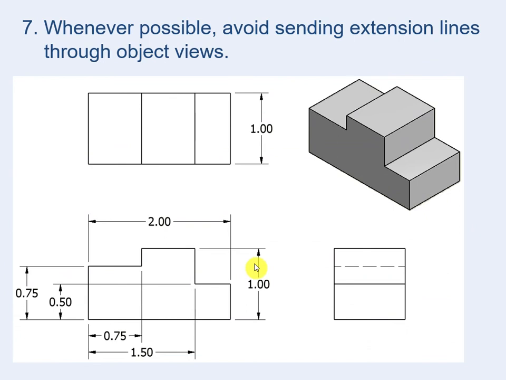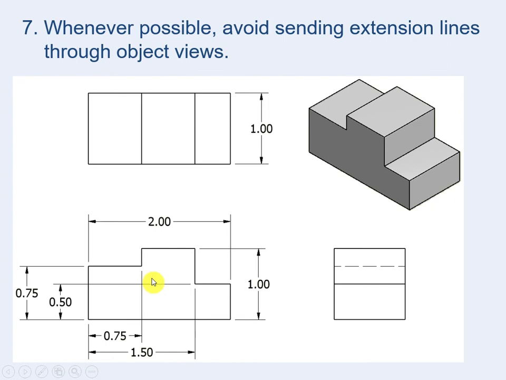Whenever possible, avoid sending extension lines through object views. As an example, guys, we have here the height from here to here, 0.5. And by mistake, we put the dimension here. To show that this height is 0.5, we will extend the extension line to here through the multi-view, through the front view. And this should be avoided, guys.